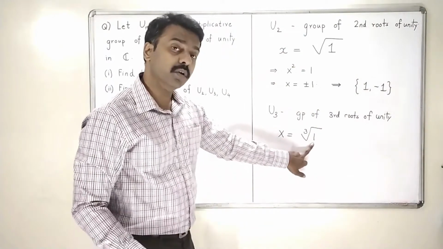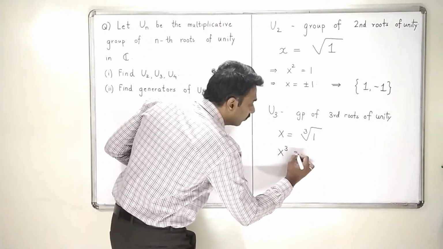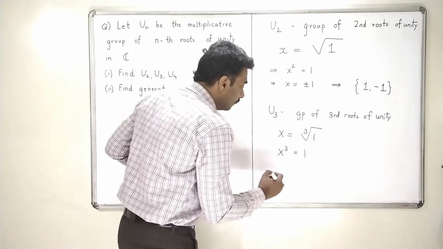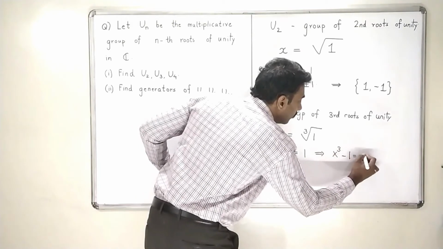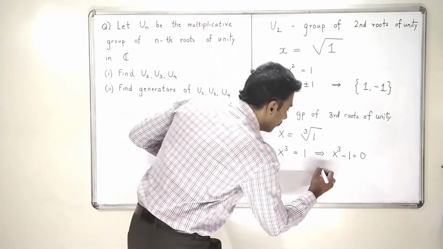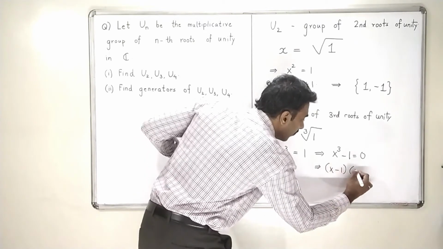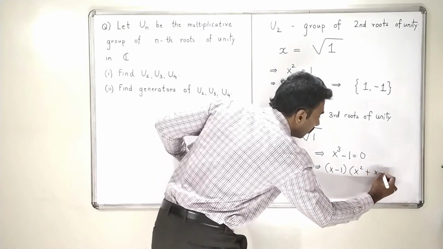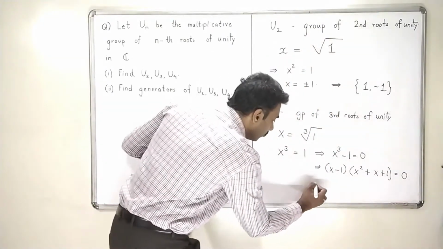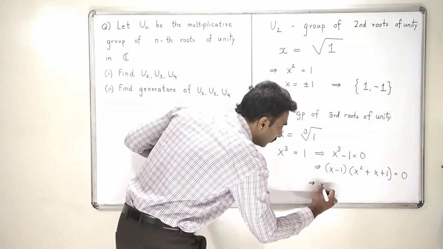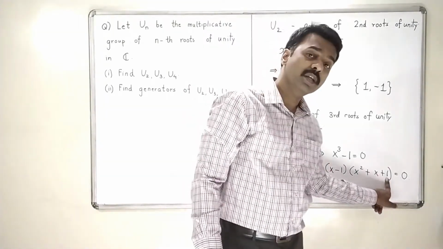Now what is cube root of 1? This means that x cube is equal to 1. This means that x cube minus 1 is equal to 0. And this factorizes as x minus 1 into x square plus x plus 1 is equal to 0. And what is the solution of this? X is equal to 1. And what is x square plus x plus 1 equal to 0?